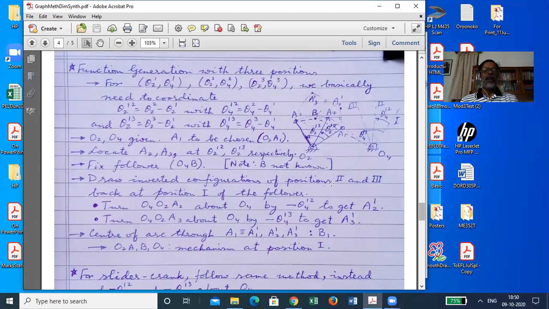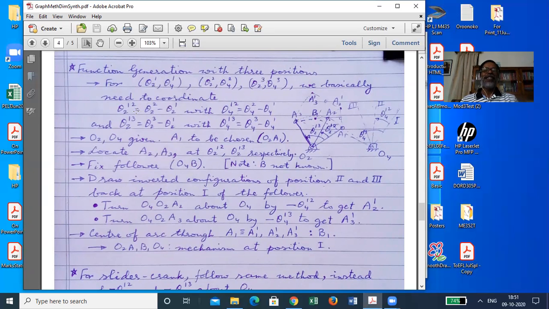Here also three positions. You need to have a mechanism for which the input-output correlation is like this. And you see, the starting point is arbitrary, because which point of the body you are talking about making angle theta 2, that is up to you. So basically, you need to coordinate the differences.